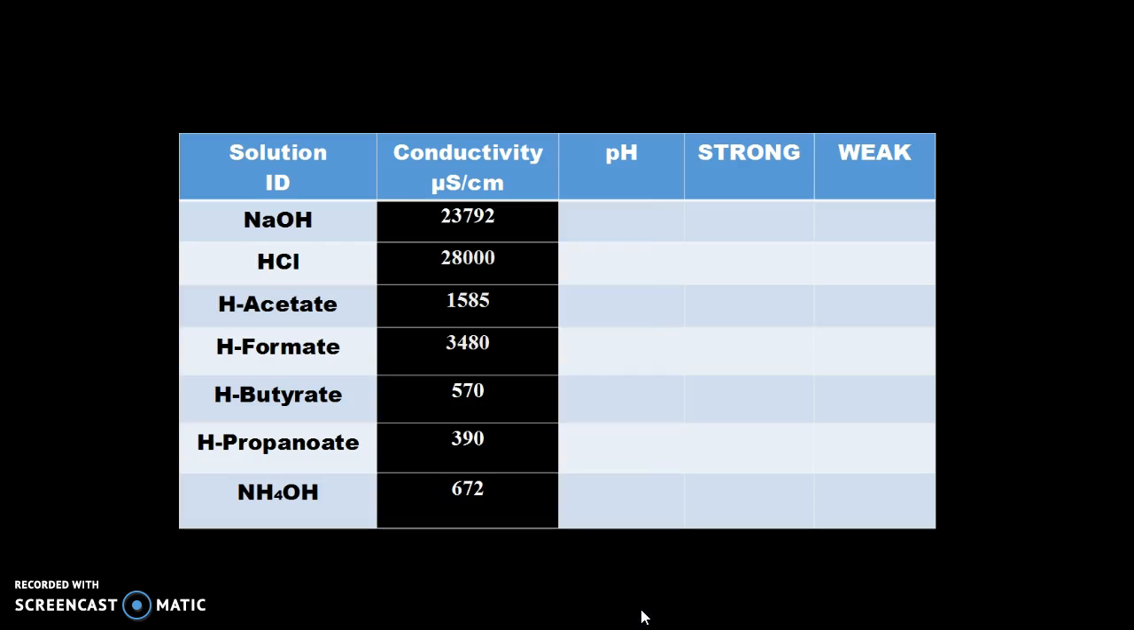Here are the conductivities that you find for equimolar concentrations of these things. Here in the 24,000 microsiemens per centimeter, hydrochloric 28,000, and then dropping very rapidly, acetic acid 1585, formic acid 3480, butyric acid 570, and propanoic acid just 390. Then ammonium hydroxide comes in here at 672.